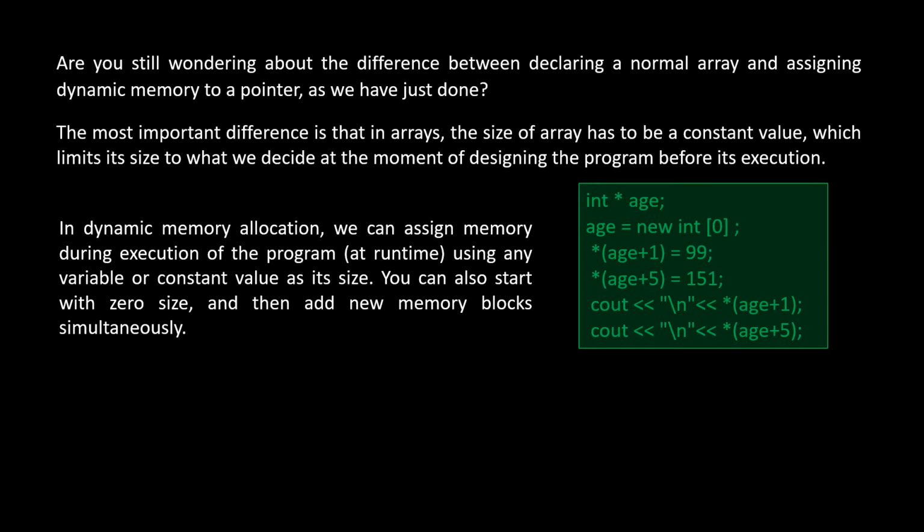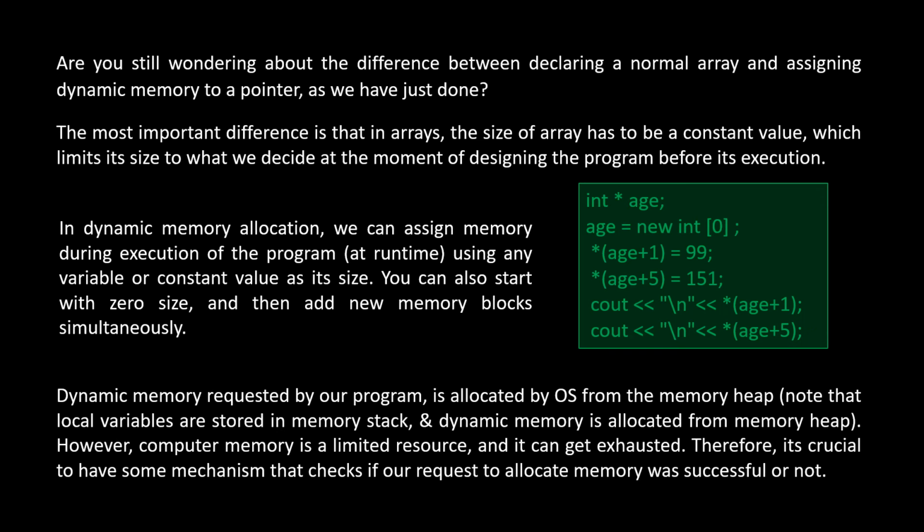In this example code, a pointer to integer named age is declared. We then allocate memory for an integer array with 0 size. We next assign value 99 to the second array element. And in next line, we assign 151 to the sixth array element. You can print these values. What did it signify? You declared 0 size array along with the new operator, but you could add element values to random locations.